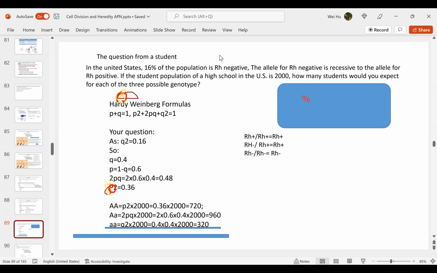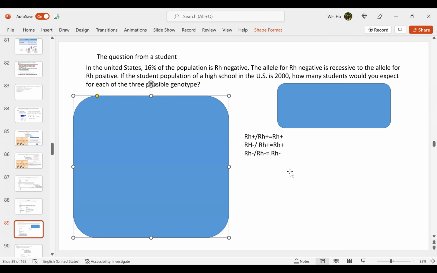Okay? So I think we probably do this question. Okay? So the question asks you. So now, remember, all the formula is percentage. If you actually have an actual number, you have to convert that actual number to percentage. Okay, the first step is convert your number to percentage.